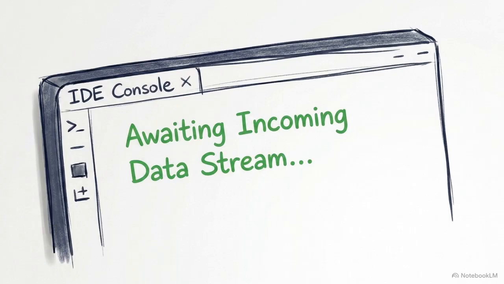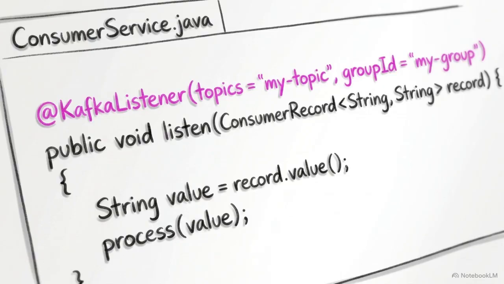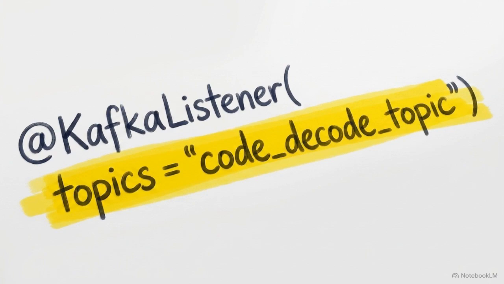To read the data we just sent, we need a listening service. Create a consumer service class with a simple method designed to take an incoming string and print it to the console. To make this method listen to the broker, apply the @KafkaListener annotation. You must specify the target topic here. It has to perfectly match the exact topic name configured in your producer. Inside that same listener annotation, you also need to define a groupId.